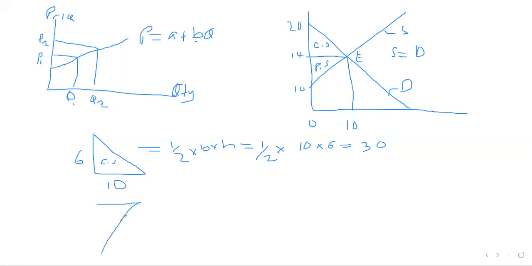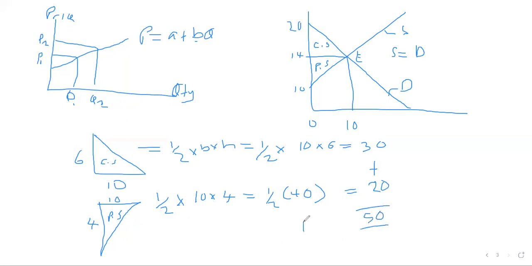And we also have this triangle here. It's still 10 here, but the distance from 14 to 10 is 4 for the producer surplus. So half times the base, which is 10, times the height, which is 4, we get half of 40, which is 20. So when we add the consumer surplus and the producer surplus collectively, we get what? The total surplus, which is 50.